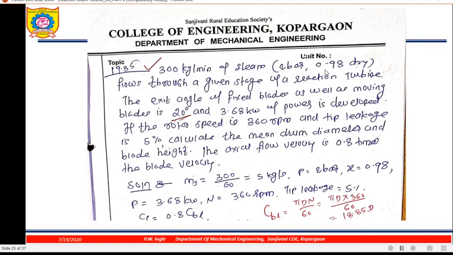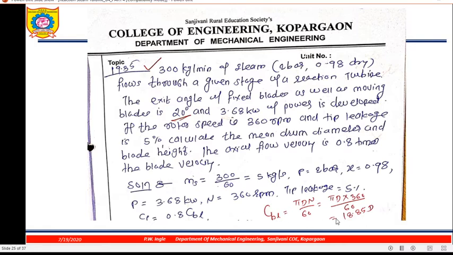Now next problem. 300 kg per minute of steam at 2 bar and 0.98 dry flows through a given stage of a reaction turbine. The exit angle of fixed blade as well as moving blade is 20 degree, and 3.68 kilowatt of power is developed. If the rotor speed is 360 rpm and tip leakage is 5%, calculate the mean drum diameter and blade height. The axial flow velocity is 0.8 times the blade velocity. So this is the given data. Mass flow rate 300 kg per minute, so 300 by 60 kg per second. Pressure is given, X is given, okay, power is given, tip leakage is given.